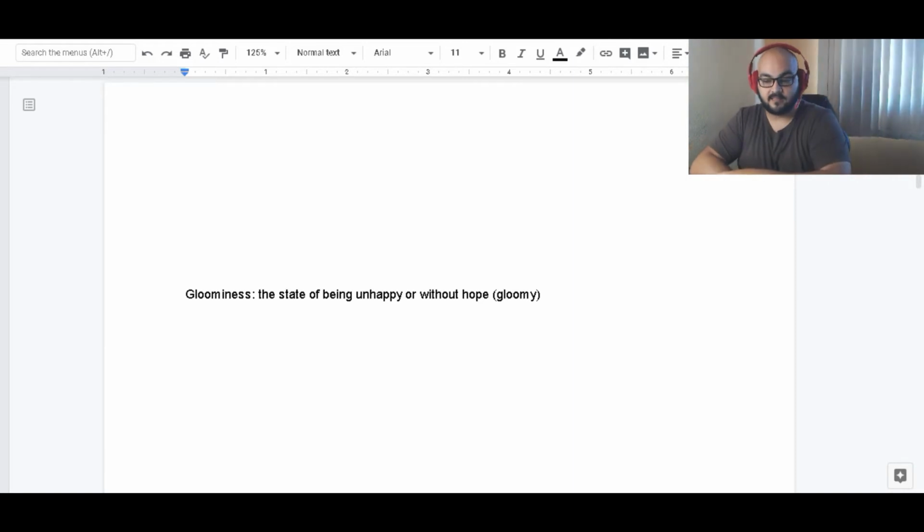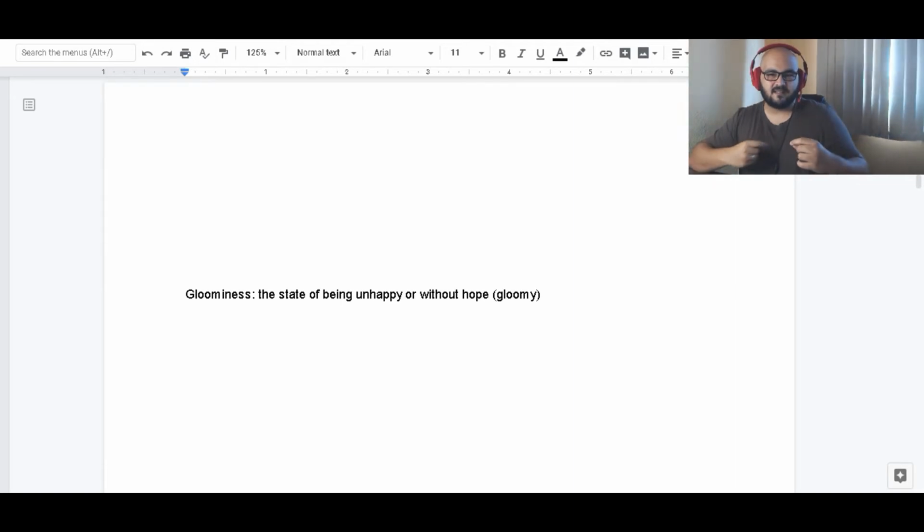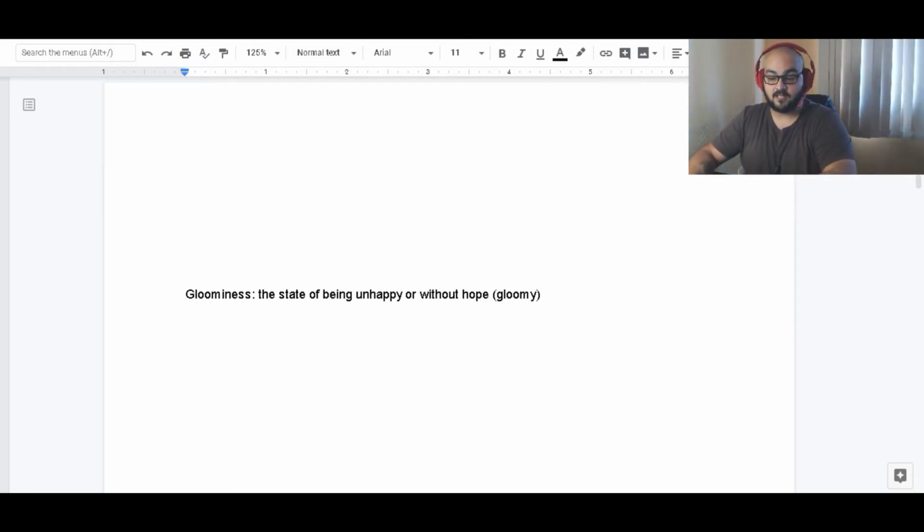Gloominess. Gloominess is the state of being unhappy or without hope. We see this word quite a lot in horror films and suspense movies, because that's the state of a house, for example, which the characters enter and feel a hopeless and a bit dark atmosphere, right? That would be the feeling of gloominess, when it's a bit dark and you feel a bit distressed. Gloominess is the noun and the adjective is gloomy.